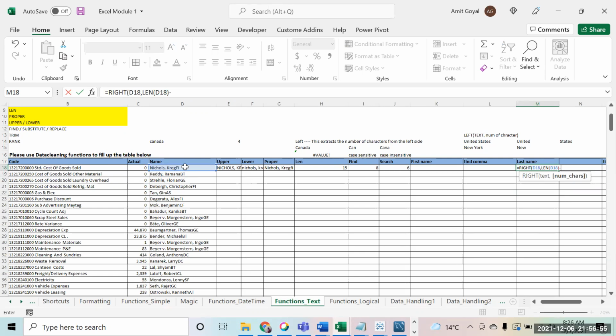Now I have to minus from here. What do I minus? That is the find. What should I find? I should find space in this, right? Because you can say Nicholas, comma, space. Every name has that space. I will find the space in this text. That's it.